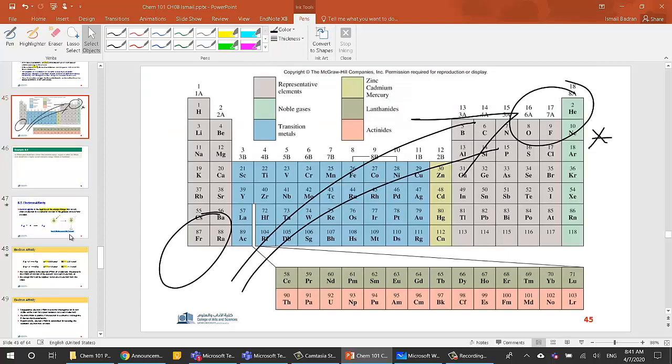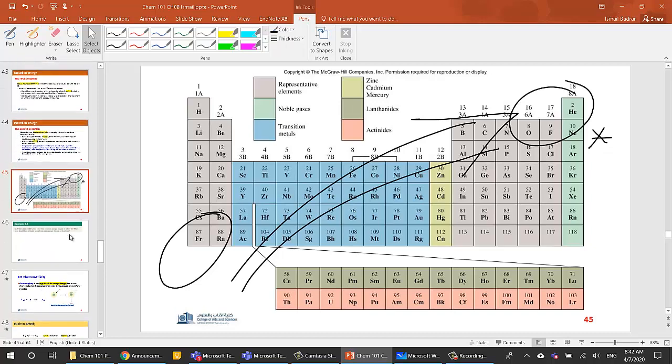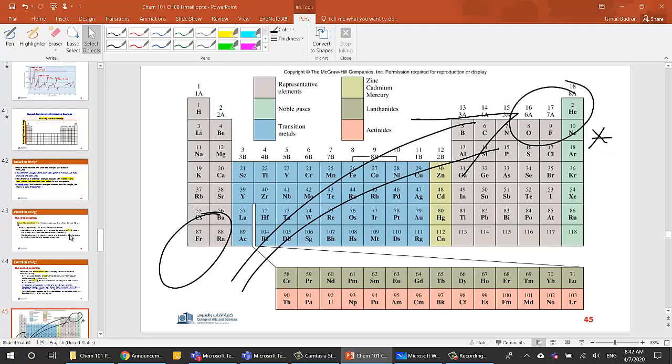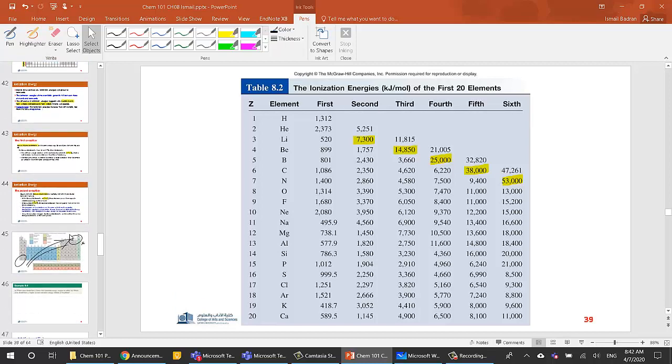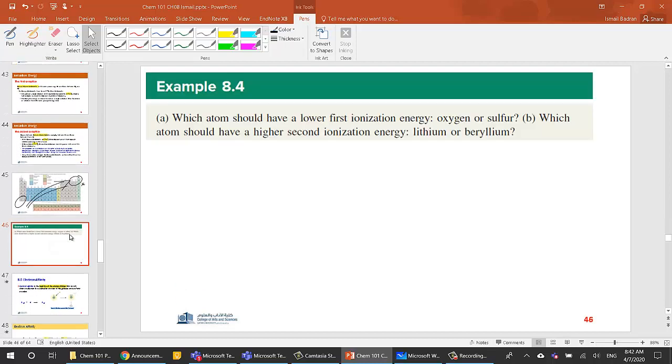We agreed that as you go down the group, the size increases, and therefore it's easier to take electrons out, so we're expecting the ionization energy of sulfur to be lower than that of oxygen. And to prove that, we can just look at the values here. For oxygen the first ionization energy is 1300, whereas sulfur is 999, and I am right, sulfur has lower ionization energy. Now, which one has the higher second ionization energy, lithium or beryllium?